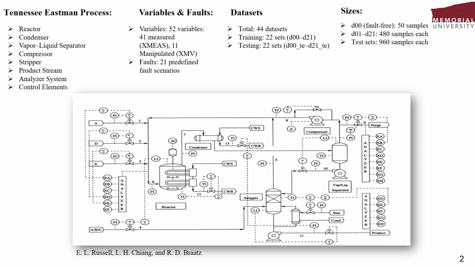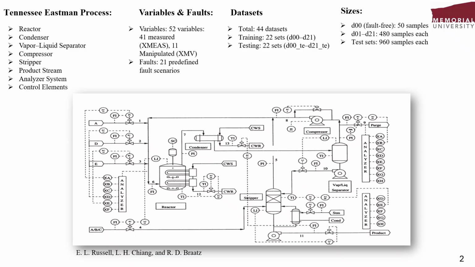So let's look at what the Tennessee Eastman is. The Tennessee Eastman benchmark is a widely used chemical process simulation for evaluating fault detection and diagnosis methods. As you can see in the plant layout, it consists of a reactor, condenser, vapor-liquid separator, compressor, stripper, and downstream analysis and product streams, all regulated by a network of control valves and recycle loops.